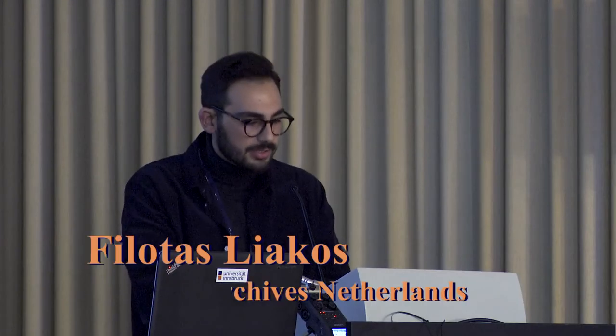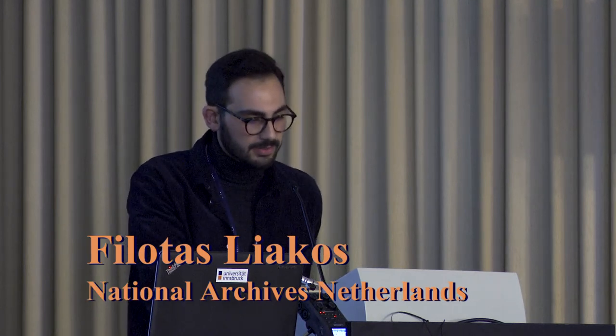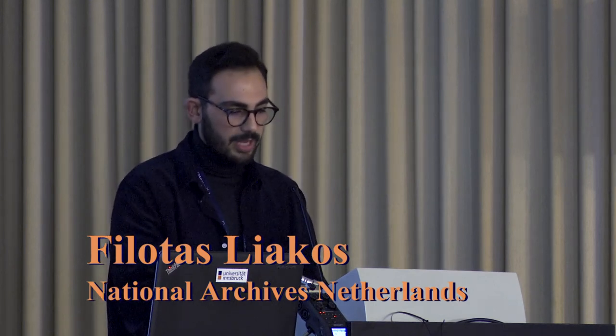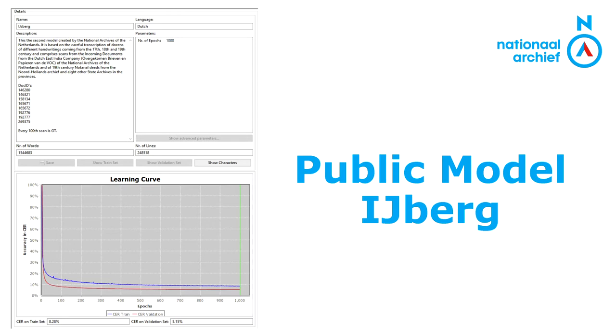For the last 2 years, our team in the digitization department has conducted many experiments with the purpose to create a model which will be able to transcribe Dutch handwriting documents from the 17th, 18th, and 19th century. After many attempts, research, and experiments, our team finally managed to create a new public model that is available via the Transkribus platform, and we call it Iceberg. Model Iceberg summarizes more than 1.5 million words and more than 800 different handwriting styles, around 5 scans per handwriting type.